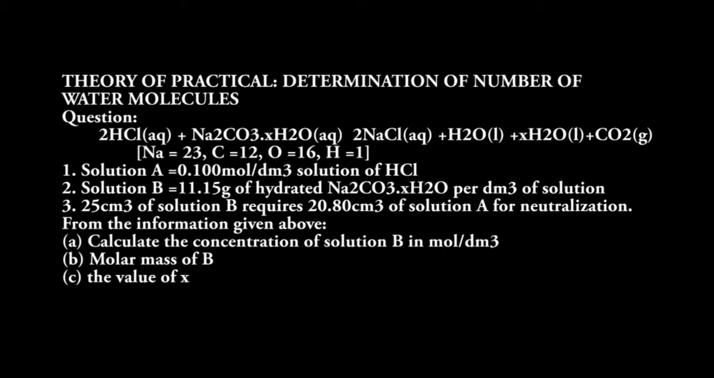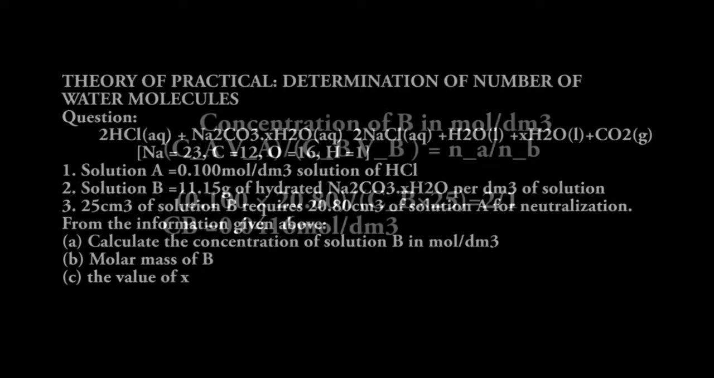Question: solution A is 0.100 mole per dm³ solution of hydrochloric acid. Solution B is 11.15 gram of hydrated sodium trioxocarbonate(IV) per dm³ of solution. 25 cm³ of solution B required 20.8 cm³ for neutralization. From the information given above, calculate the concentration of solution B in mole per dm³, the molar mass of B, and the value of X.